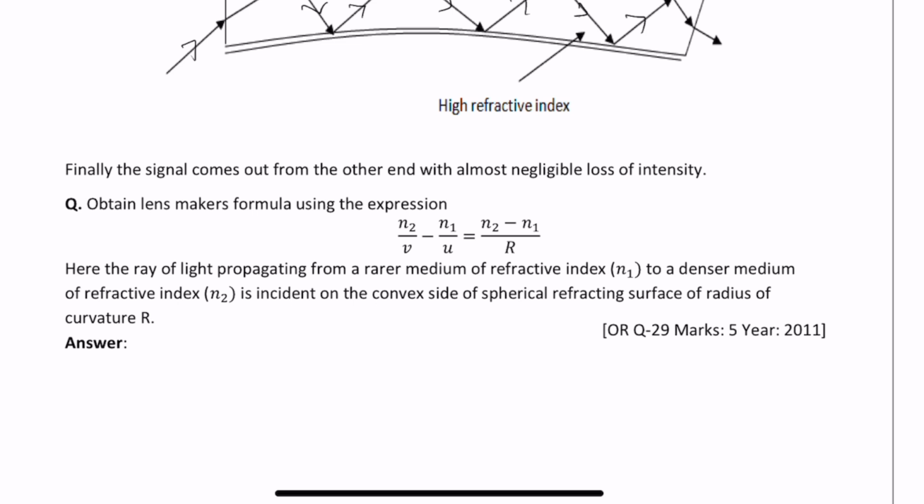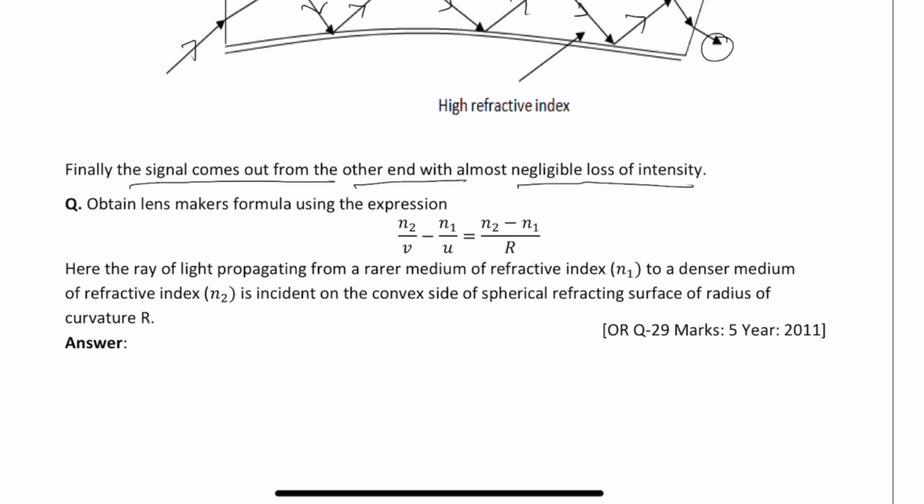Optical fiber consists of core and cladding. The refractive index of the material of the core is higher than that of the cladding. When a signal in the form of light is directed into the optical fiber at an angle greater than the critical angle, only then does total internal reflection happen. So it undergoes repeated total internal reflections along the length of the fiber, and finally the signal comes out at the other end with almost negligible loss of intensity. That is why it is the obvious choice for data communication nowadays.